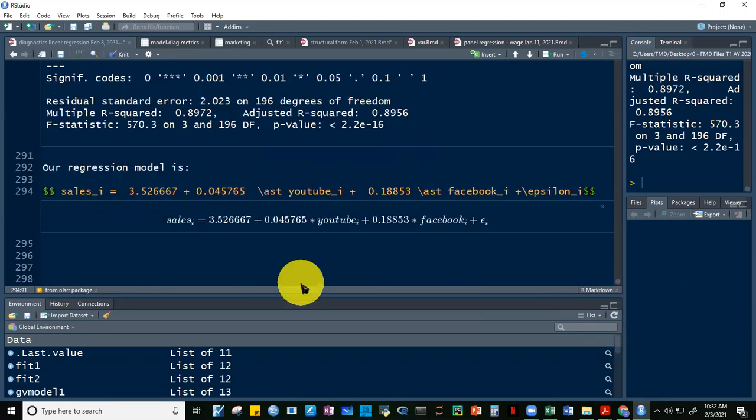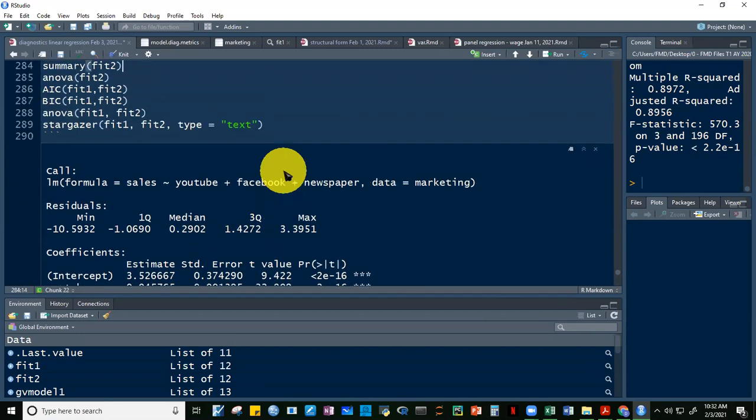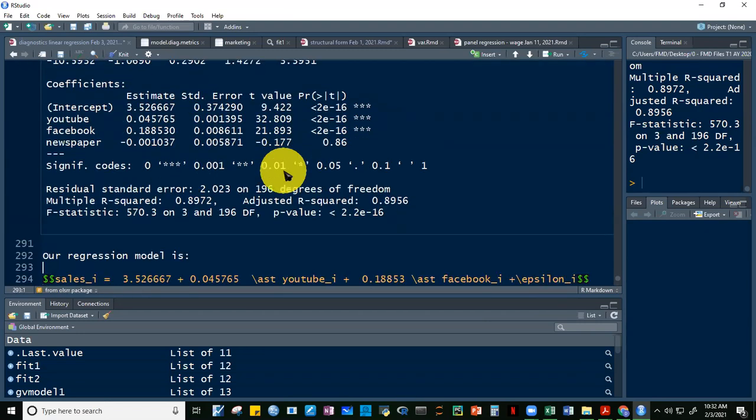Okay, so ito yung equation natin, guys, no? Sales is equal to the intercept plus this slope times YouTube plus this slope times Facebook plus your error term. Okay, so interpret natin, ano ibig sabihin nitong 0.045? Gawin ko lang 0.05. Ano ibig sabihin nito?